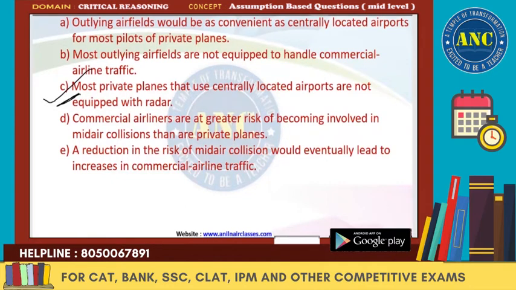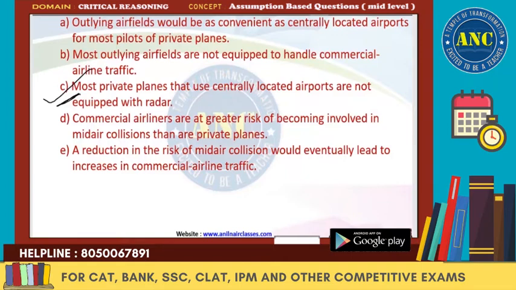Look at option A. It says outlying airfields would be as convenient as centrally located airports for most pilots of private planes. Now, the conclusion need not assume that outlying airfields are convenient for private planes, since restrictions would give planes that are not radar equipped no choice.